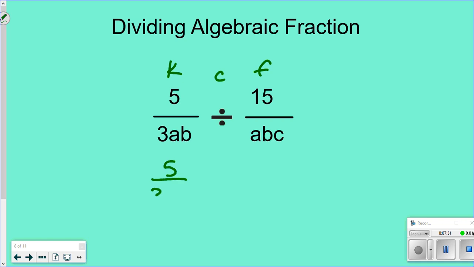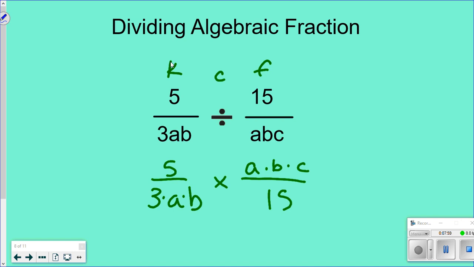5, and then 3AB. Now remember when A and B are together, it means you're multiplying. So if you want to, you can write them out in expanded form just so you know what's happening. I'm going to flip or change my sign, and then I'm going to flip my next. So it's A times B times C all over 15. Now, we can reduce a few things. We can reduce number-wise, and we can reduce letter-wise also. So let's start with the numbers because that's what we're used to.